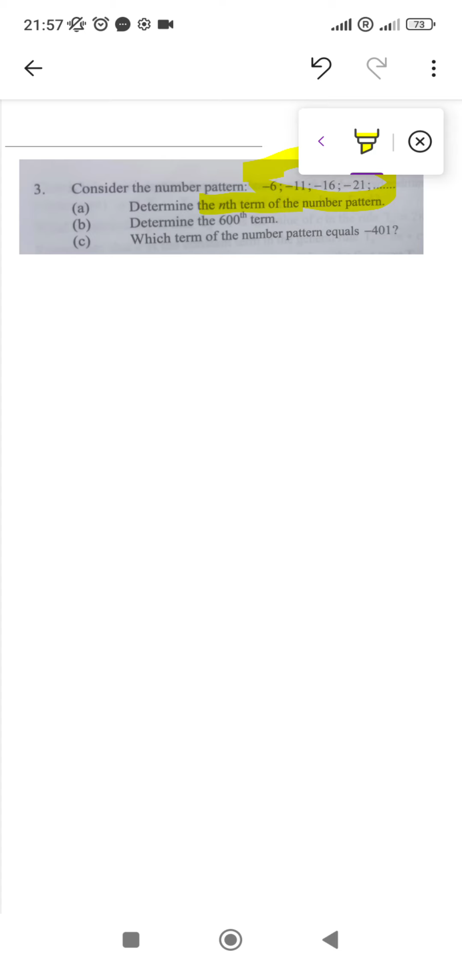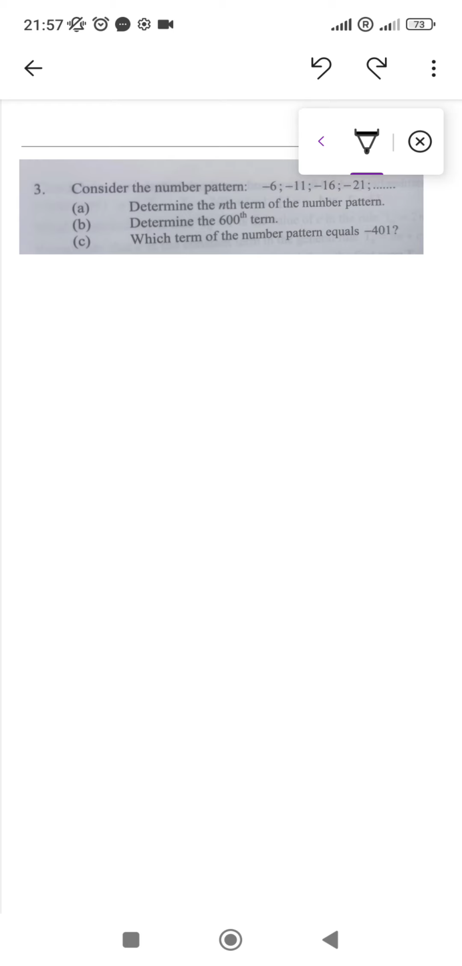When they're asking for the nth term, it is also the general term, right? So they're asking us to find the general term. Let's start with that, and then we'll get into B and C over there. So how do we find the general term? The first thing we need to do is to identify what kind of pattern this is.